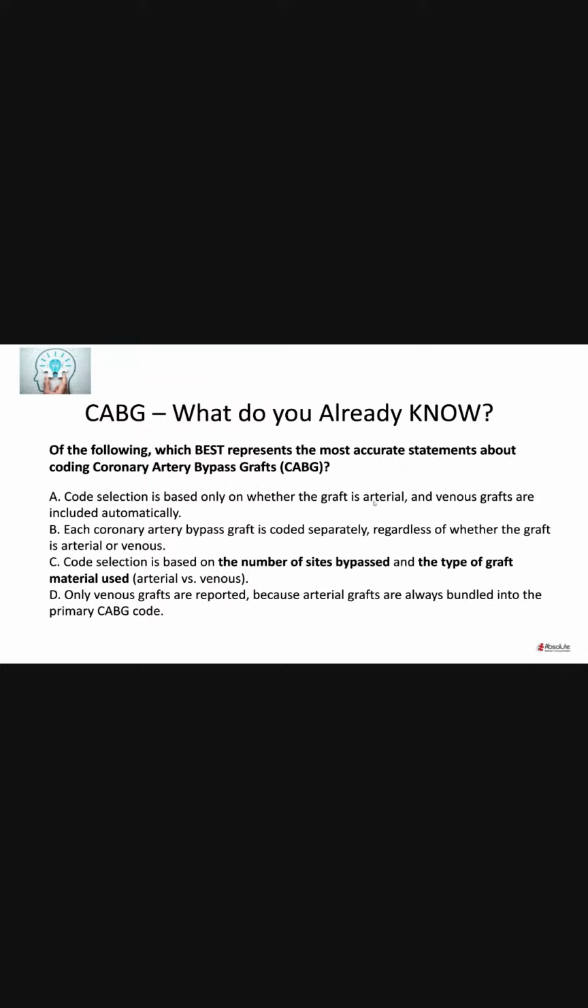The answer is C. Code selection is based on the number of sites bypassed and the type of graft material used, whether it's arteries or veins. That's it. All others are false. All right, let's go. You all are rocking it.